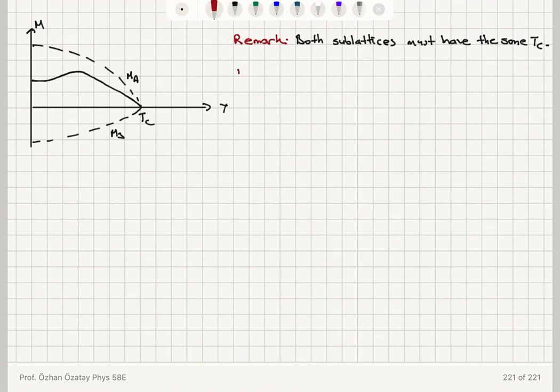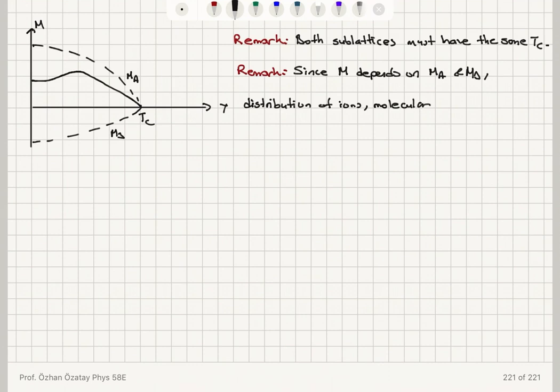And another remark: since we have M that depends on both the A sublattice magnetization and the B sublattice magnetization, factors like distribution of ions and molecular field constants mean that M may not vary monotonically with temperature.